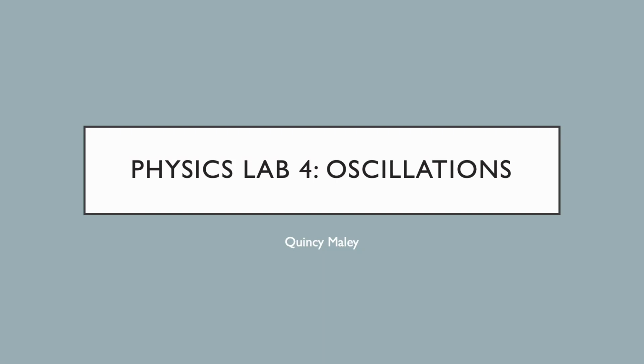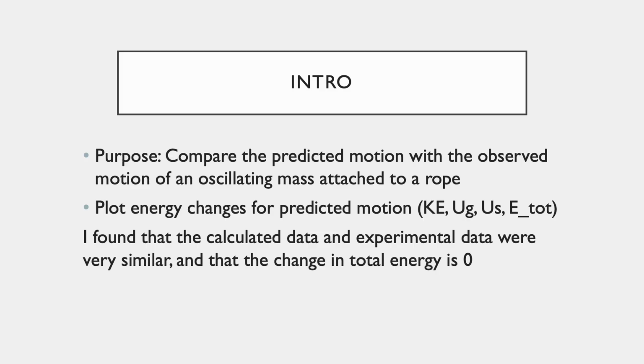Hi, I'm Quincy and this is Physics Lab 4, Oscillations. The purpose of this lab is to compare the predicted motion with the observed motion of an oscillating mass attached to a rope. We can demonstrate this system by a spring mass system. Then, we want to plot the energy changes for the predicted motion, which is the kinetic energy, the potential gravitational energy, the potential spring energy, and the total energy, and then put this all into a graph to compare them.